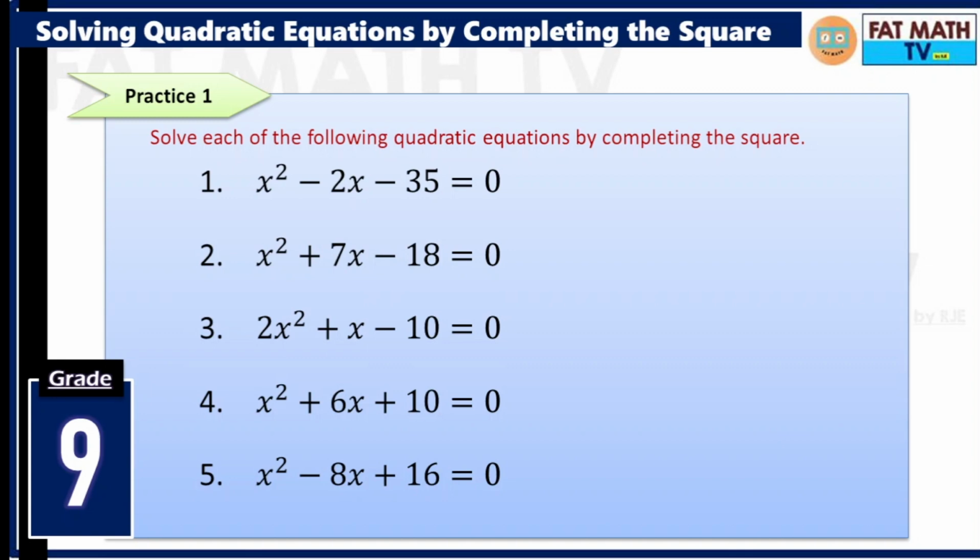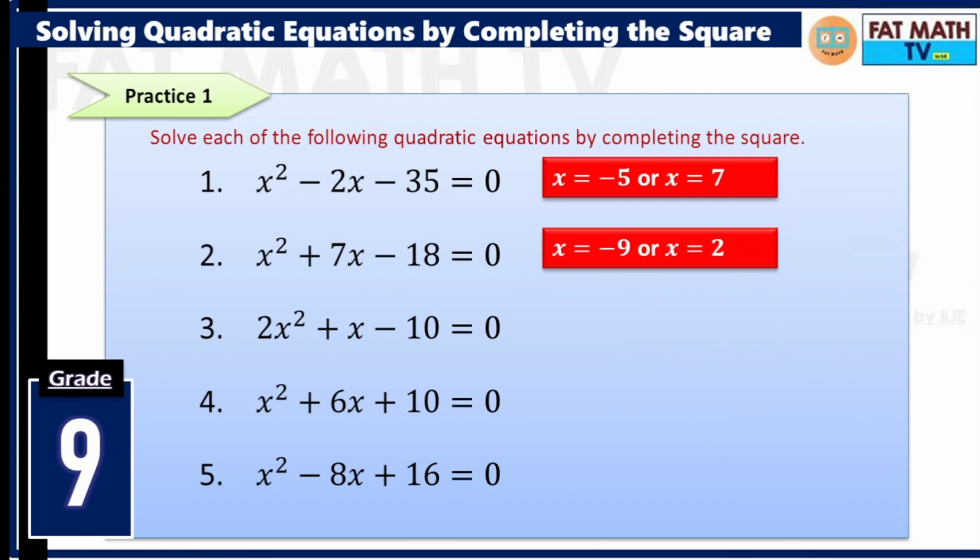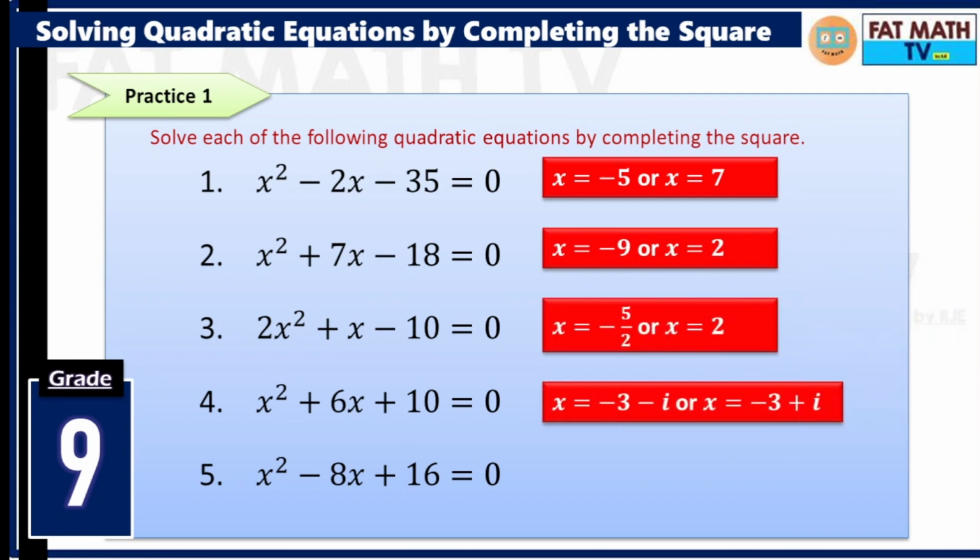Let us check. If you're not ready yet, pause the video. Number 1, negative 5 or 7. Number 2, negative 9 or 2. Number 3, negative 5 halves or 2. In number 4, we don't have real solutions or real roots. So if you want to really know the answer, the complex solution, that is negative 3 minus i or negative 3 plus i. Number 5, x equals 4.